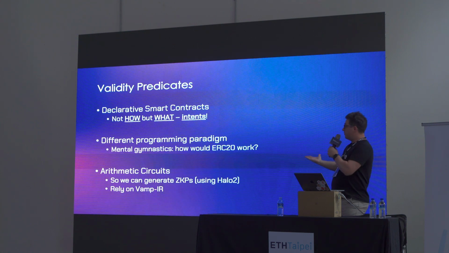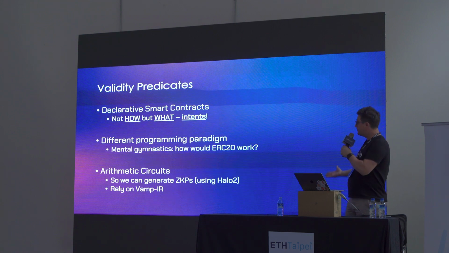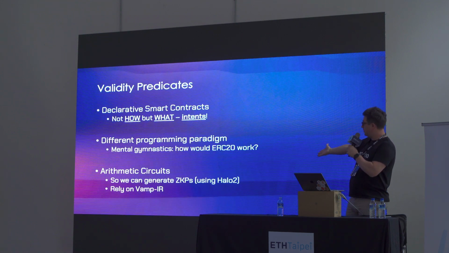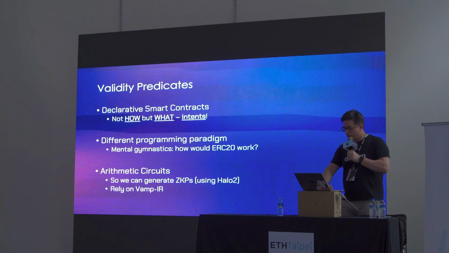Validity predicates are, of course, arithmetic circuits so that we can produce zero-knowledge proofs. And today we're using Halo 2 for that, and we rely heavily on Vampire to do that.